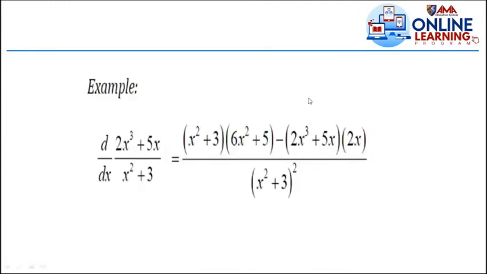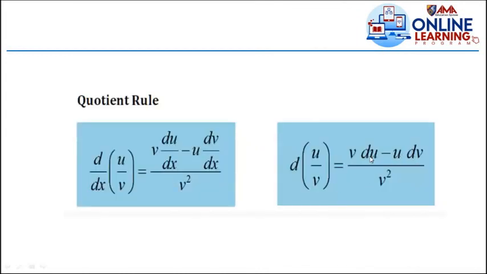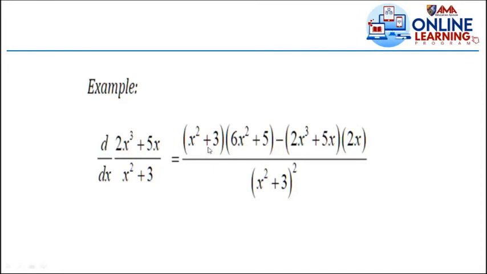The derivative of 2x cubed plus 5x divided by x squared plus 3 with respect to dx. This means this is our u, and this is our v. From our formula, we have v du minus u dv. So this is our v, x squared plus 3, and our u is 2x cubed plus 5x. So we have our v, we have our u.